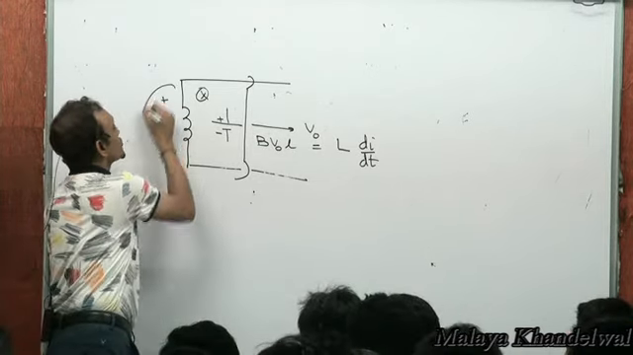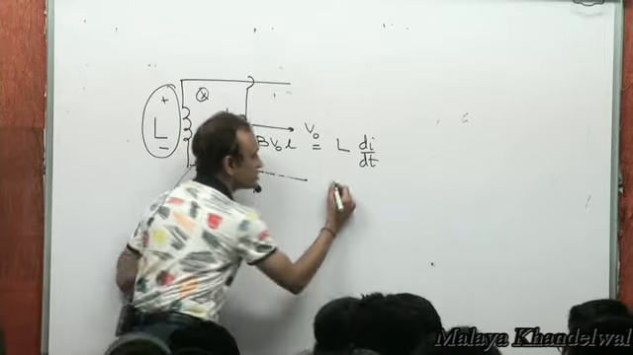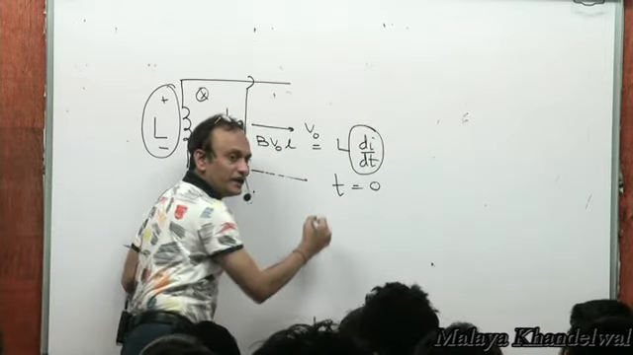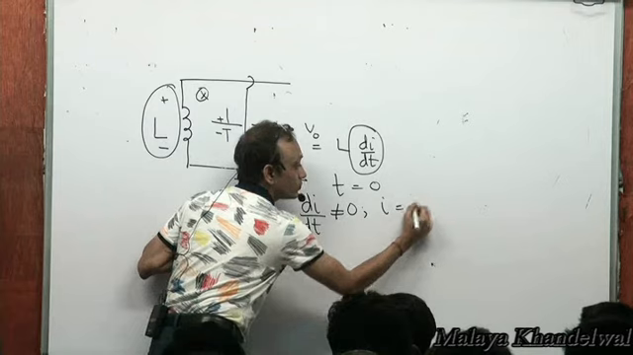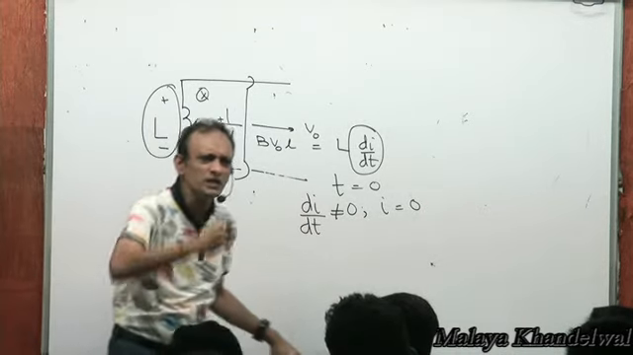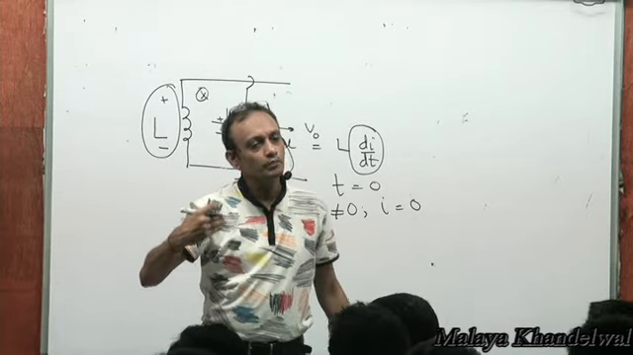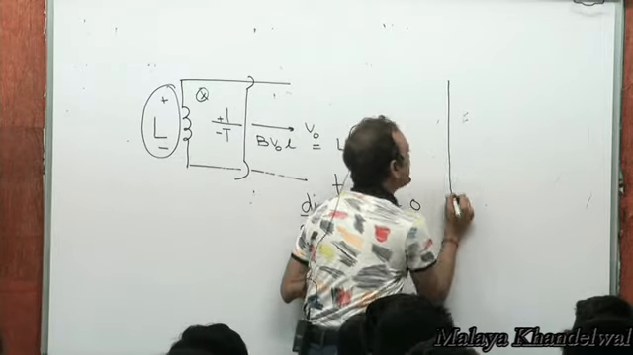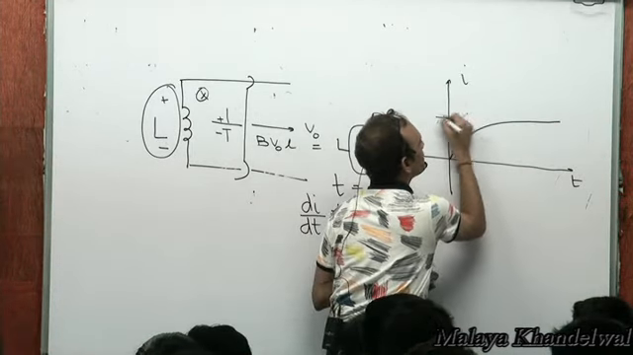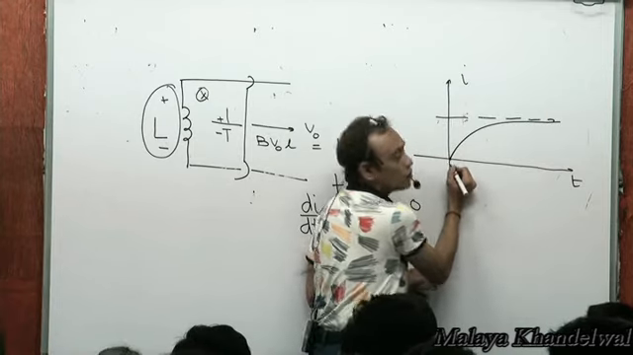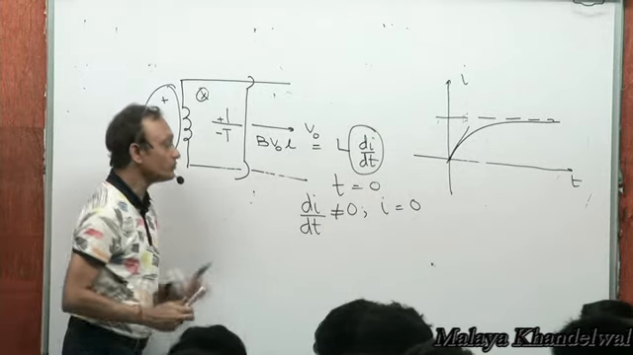Now, what's the energy associated with the magnetic field lines of this inductor at this instant? 0, because at time t equal to 0, di/dt is not 0, but I is 0. That's how current builds up in the inductor element. It has electrical inertia. At time t equal to 0, it has 0 current, but a non-zero rate of change of current. See, this is the current-time characteristic in an inductor. Yes or no? At time t equal to 0, I is 0, but di/dt is not 0.